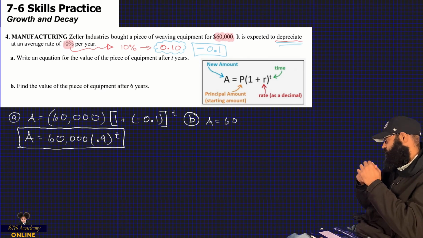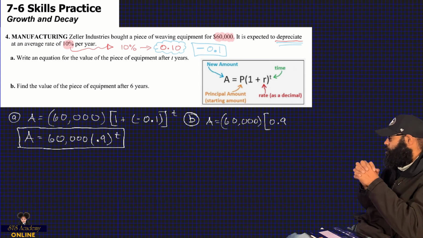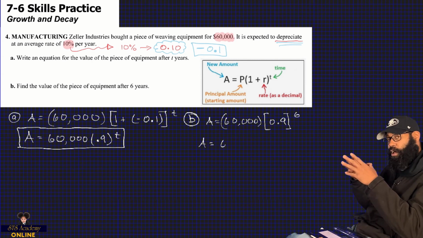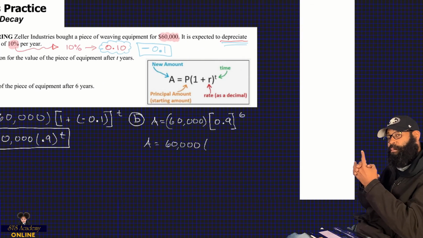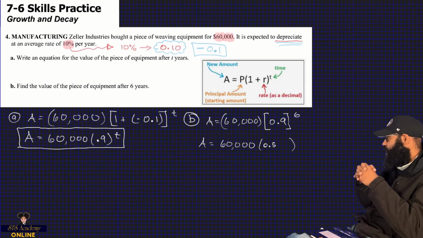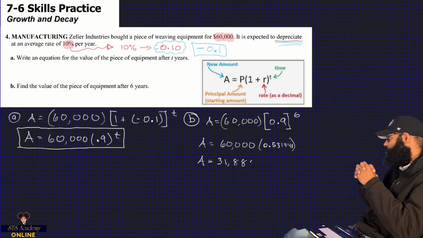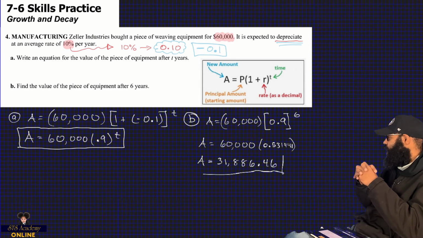So the amount is 60,000 times 9/10, 0.9 if you like, to the, and here's what's our amount of time? 6 years, 6. So again, guys, go ahead and use that calculator, right? 0.9, and then if you haven't found that magic button, somebody will find it for you. 60,000 times 0.5314441, and hit the times button, multiply by 60,000, and we got our answer, guys. $31,886.46.